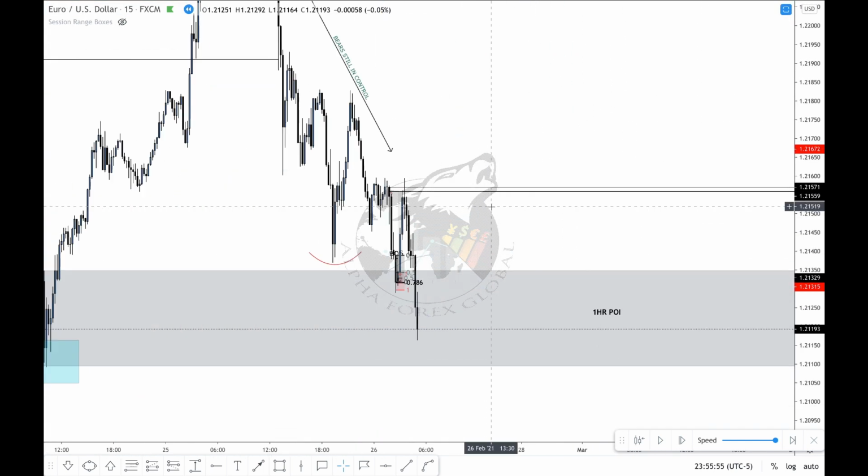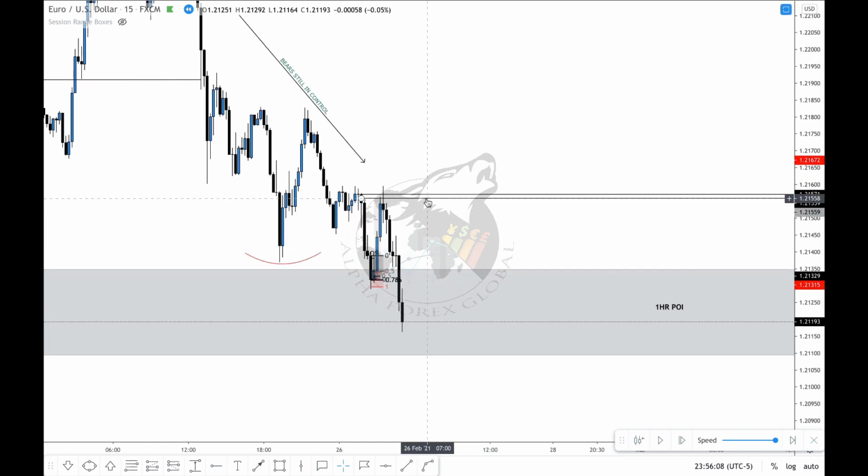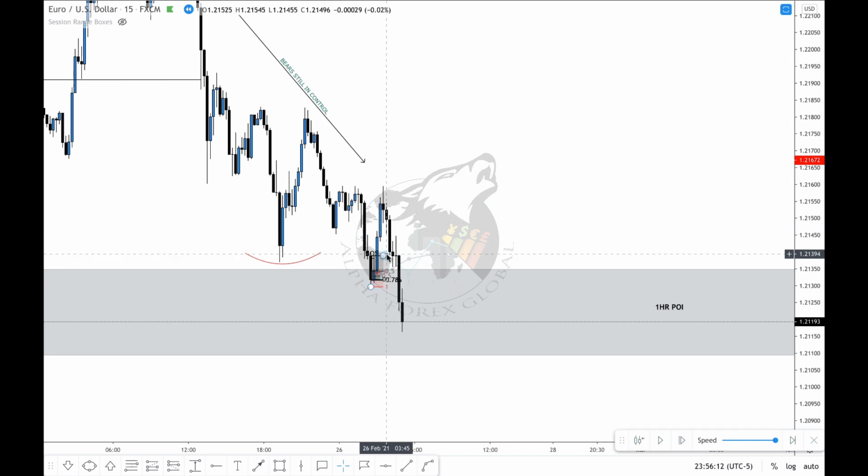Notice the 15-minute time frame did not break structure. However, we broke back this structure, so we created a new low. We're creating a new low, right? So this is where I adjust to the market and adapt, right? This is where I adapt.